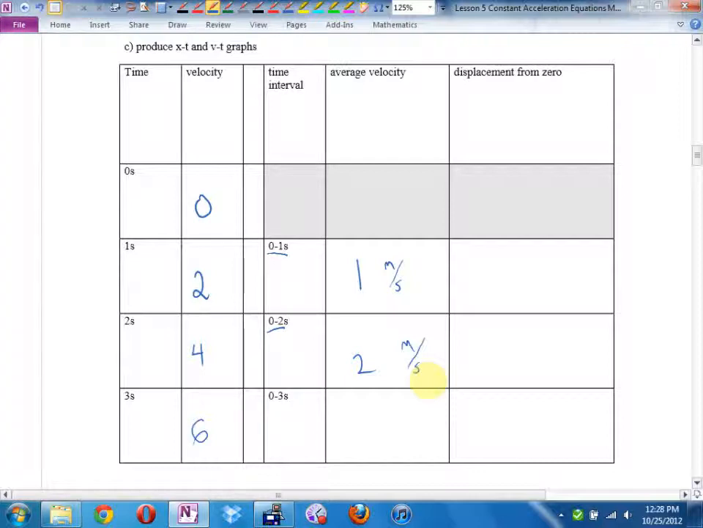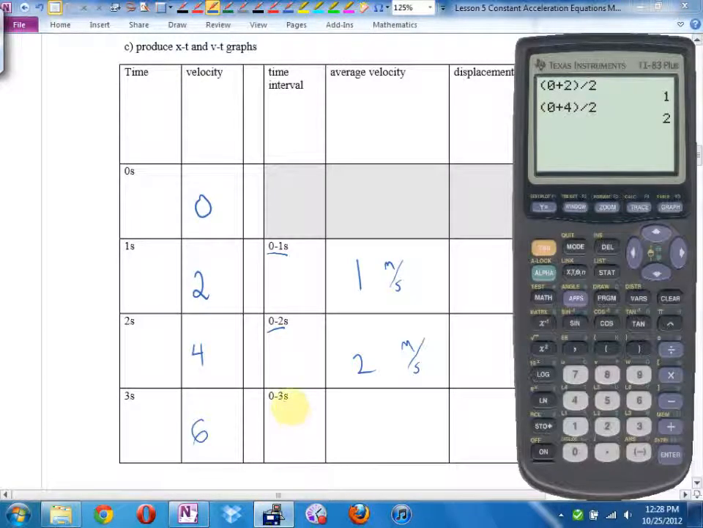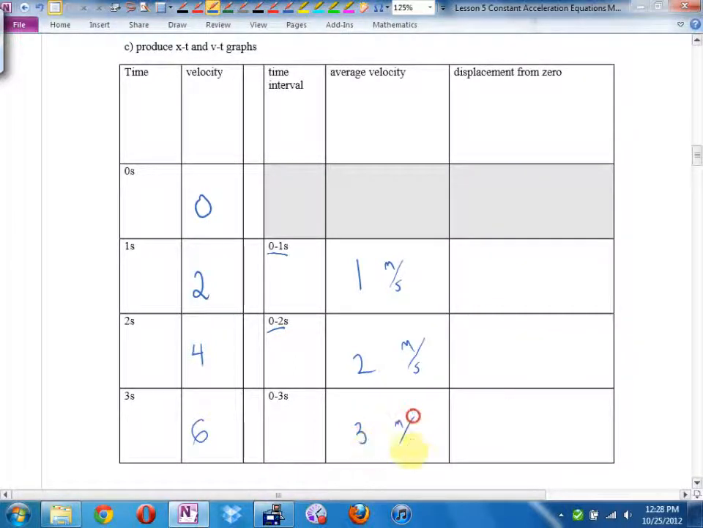Is the next one 3, Mr.? I don't know. Let's find out. What's my average speed over the first 3 seconds? Well, that's going to be from time 0 to time 3. How fast was I traveling after 3 seconds? 6. My average speed was 3 meters per second. So we use this.